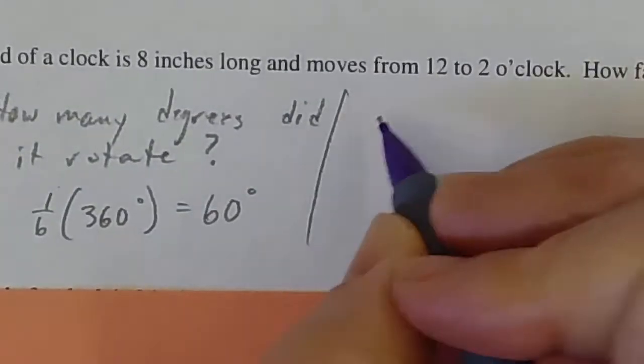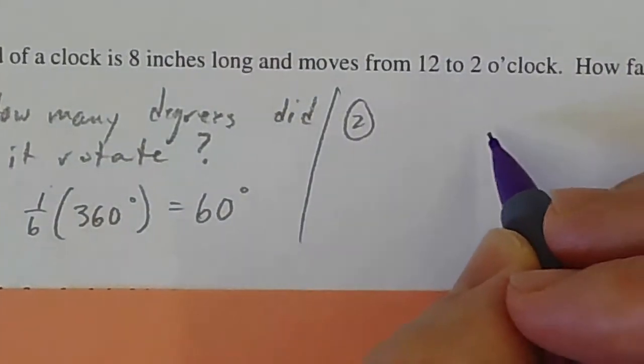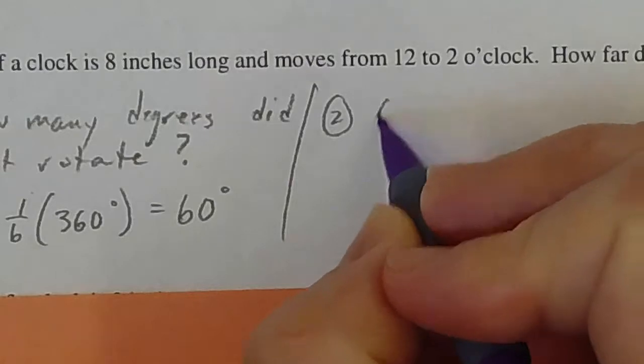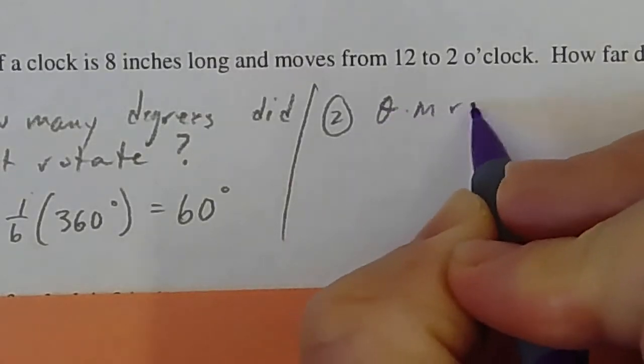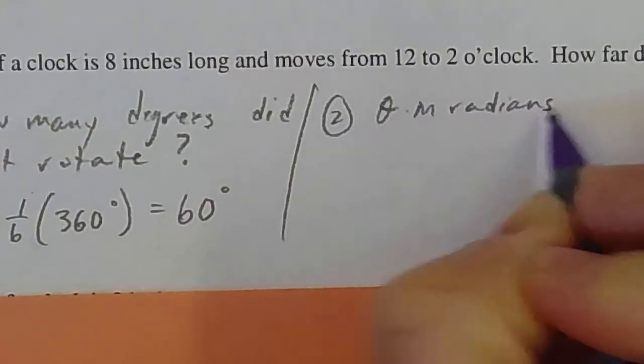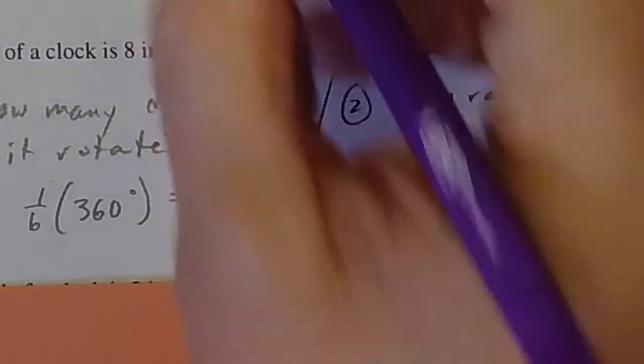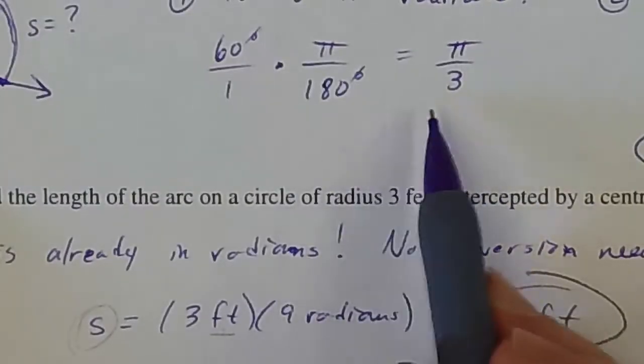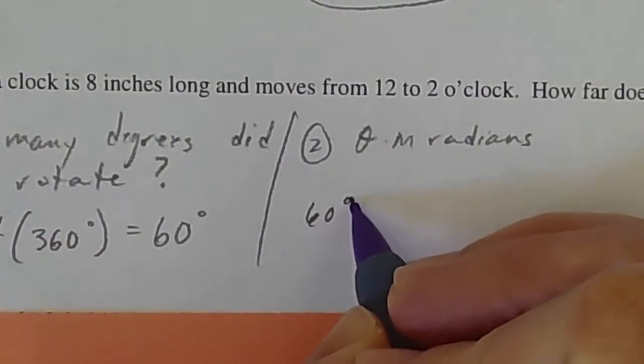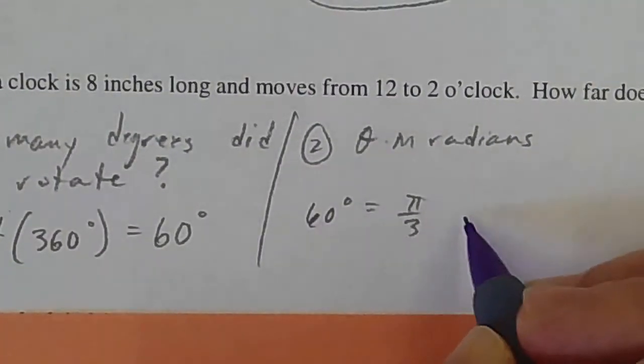Then step 2, we have to convert this to radians now. So put theta in radians. I've got 60 degrees. We just did this up here, so I don't really need to redo the math. 60 degrees is equal to pi over 3 radians.